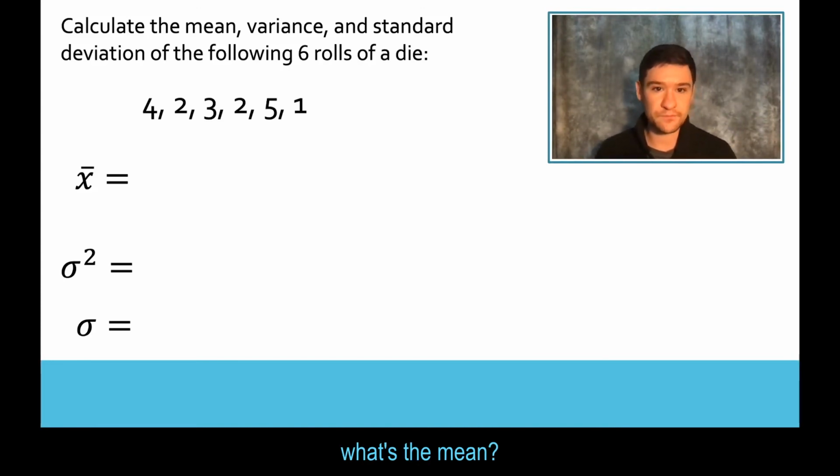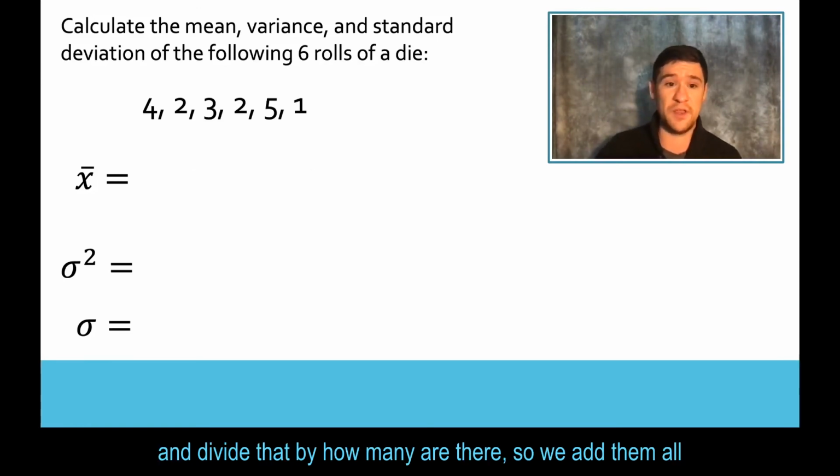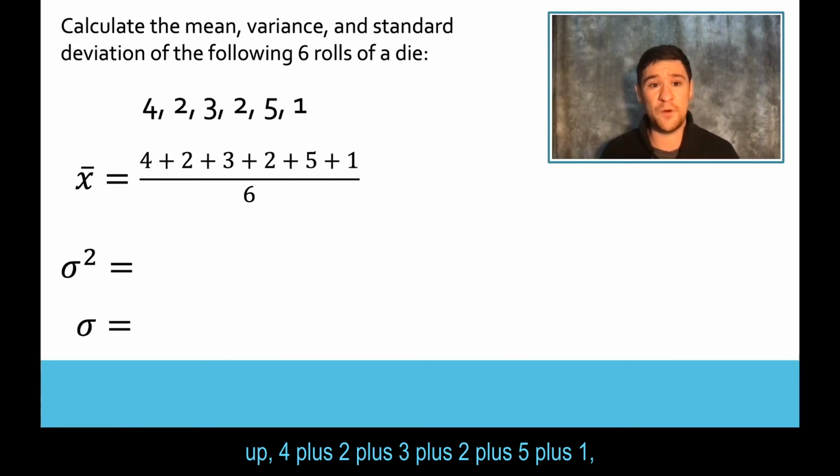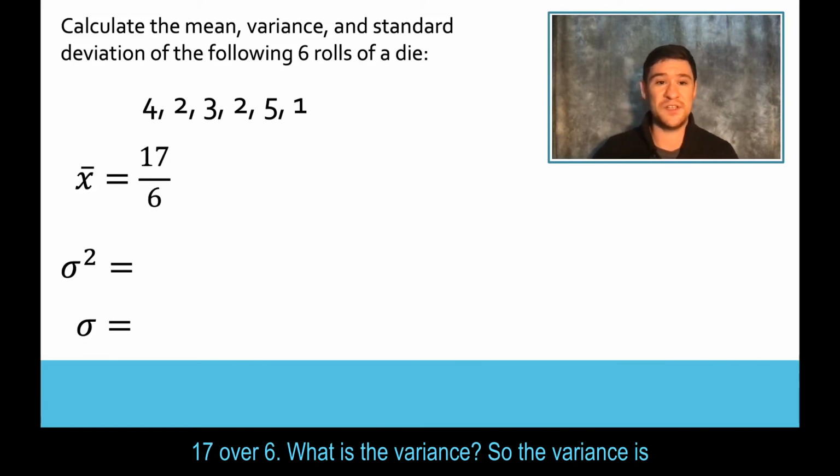What's the mean? So we've seen that before. We add them all up and divide by how many there are. So we add them all up, 4 plus 2 plus 3 plus 2 plus 5 plus 1. Divide by how many there are. There are 6 of them there. 17 over 6.